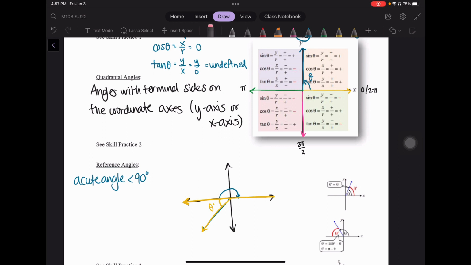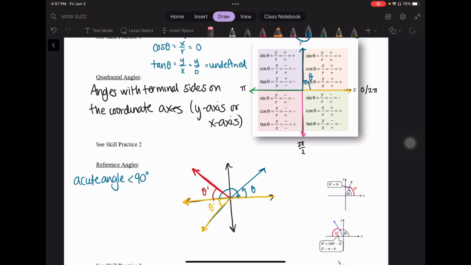Now, if I was in the second quadrant, that would be the terminal side is red here, and the horizontal axis is still yellow, so the reference angle would be here. If I was in the first quadrant, it's already an acute angle.